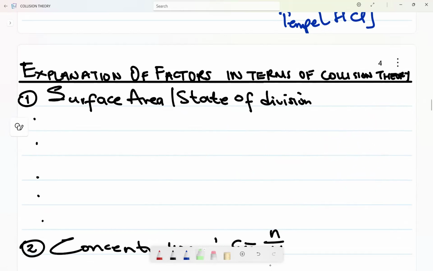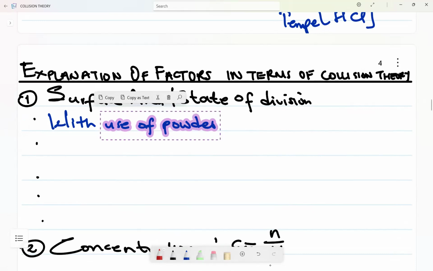So how are you going to use this in a form of explanation now? I'm going to be using increase, okay? This also applies for the decrease. For the decrease, we just use the vice versa of those words. I'll show you. So let's say now we're talking about the surface area. The first thing that we use is now, with the use of powder.